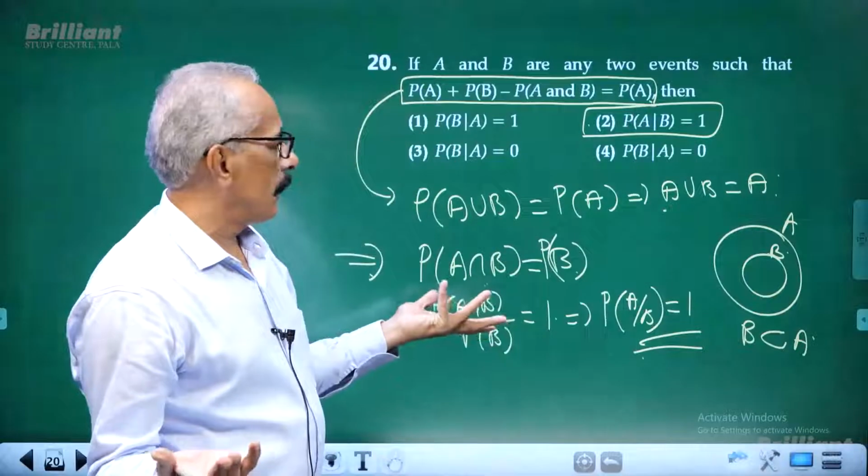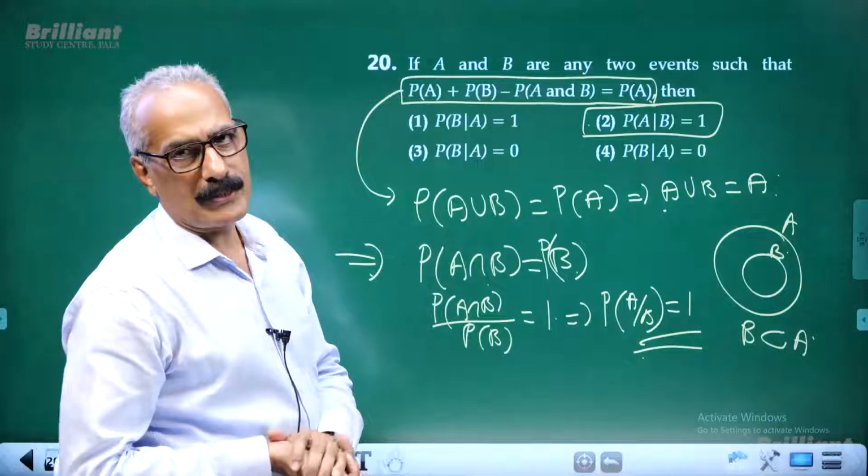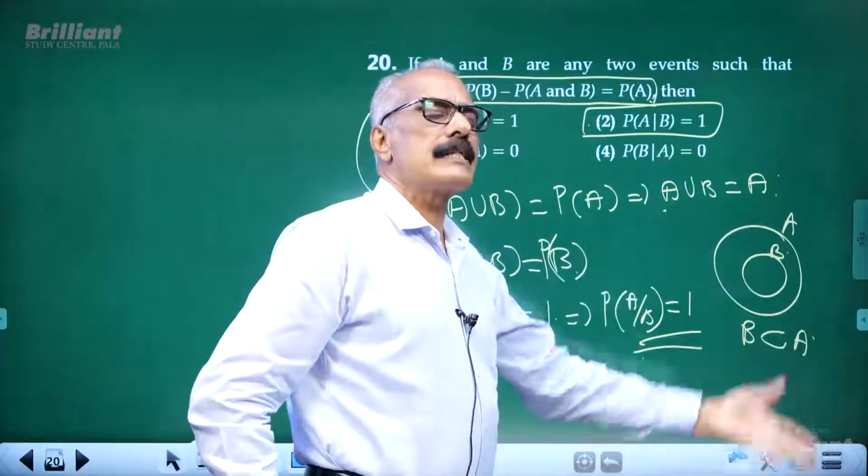So if P of A union B is equal to P of A, A union B is equal to A. So A is a superset, B is a subset. Therefore, A union B is A, and A intersection B is B.